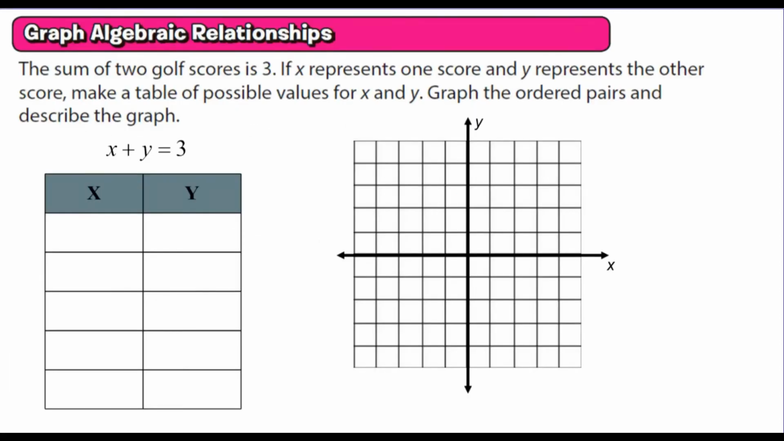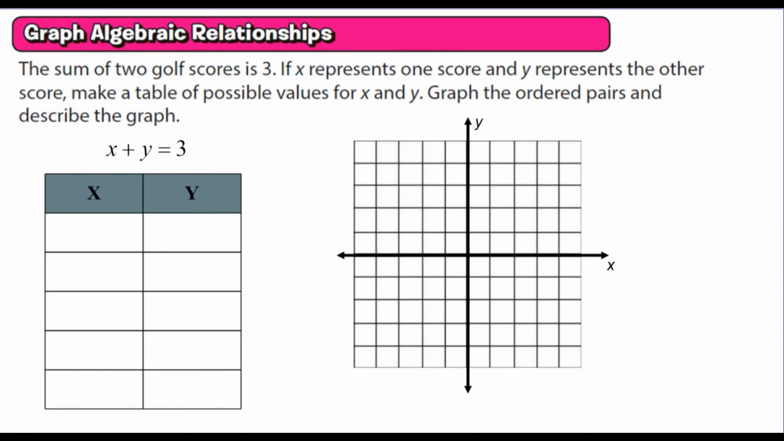And then lastly, we want to talk about graphing an algebraic relationship. If you remember the rules that we talked about before in chapter 1, the equations we wrote, the tables and graphs. So again, we're going to come back to that concept of words, equations, tables, graphs. We want to keep introducing those concepts because we're going to really need those later on in this course. So the sum of two golf scores is 3.